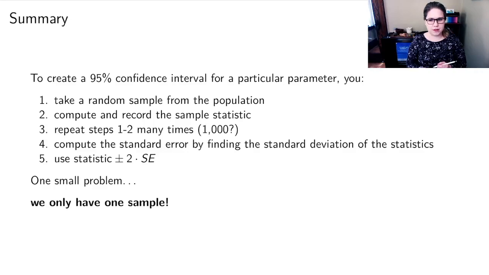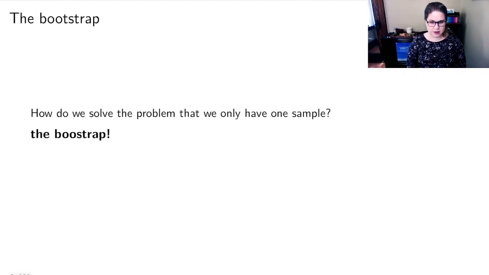But the problem is that we only get to take one sample. So we can't do step one many times, go back and take a random sample from the population, because that would be too expensive. So the question is, what are we going to do instead? And the answer is a technique called the bootstrap. The name of the bootstrap comes from the idea of pulling yourself up by your bootstraps, which of course isn't something you can actually really do, but we're going to try and make something from nothing.